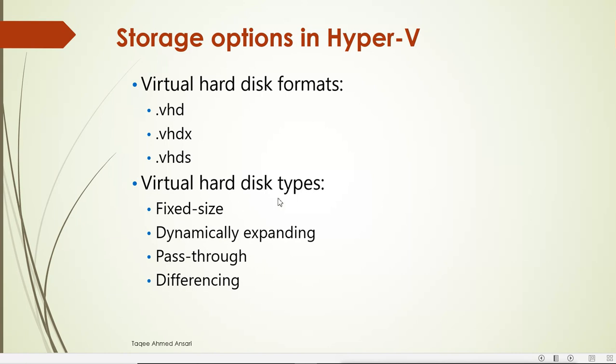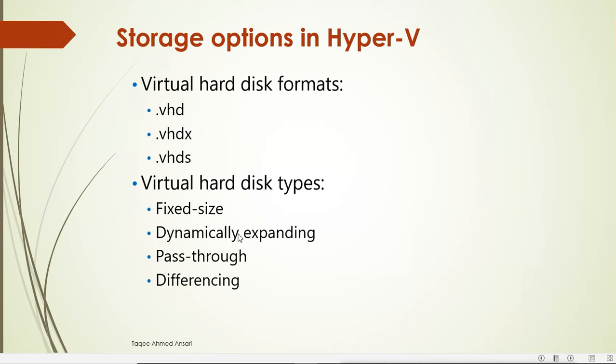Now what are the virtual disk types we have? So when we create the virtual disk, we have four options actually. We have fixed size. Fixed size, that means suppose we give 10 GB of the virtual disk size, then it will allocate the whole 10 GB from our storage at the same time. It is not going to use it, it is going to allocate the whole 10 GB space.